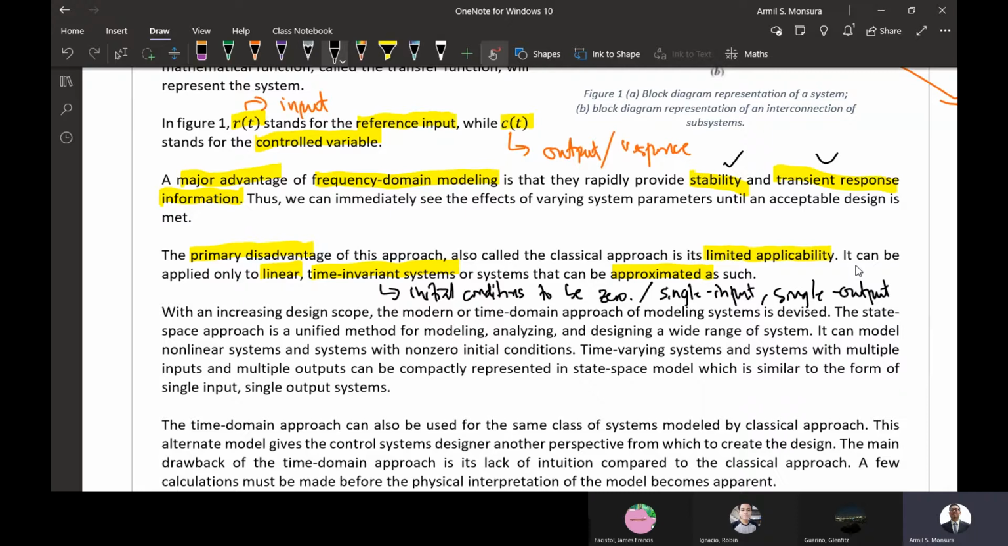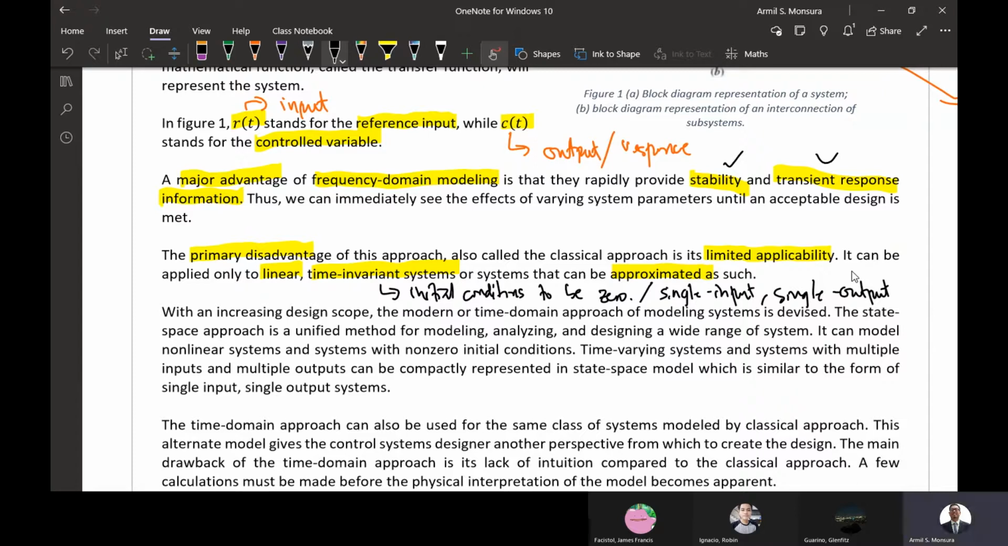So therefore, minsan, kapag talagang masyado ng komplikado yung system, we are actually ditching the use of transfer functions papuntang yung state space representation. Kasi the state modeling can actually handle almost all systems, whether they are nonlinear, they are time invariant, they have non-zero initial conditions, they have multiple inputs and outputs. Those cases can be handled by your state modeling or state space modeling.